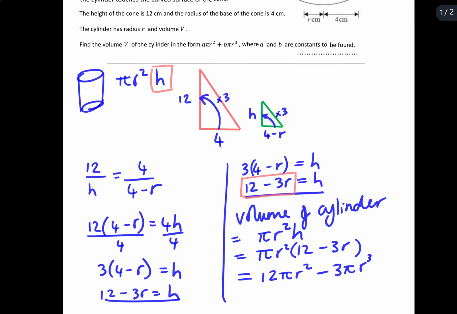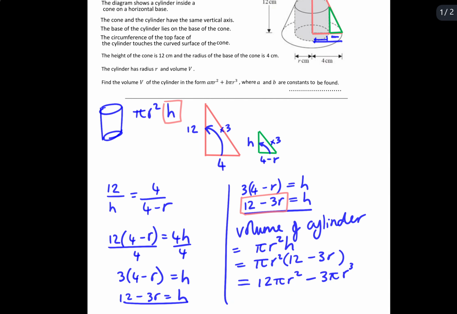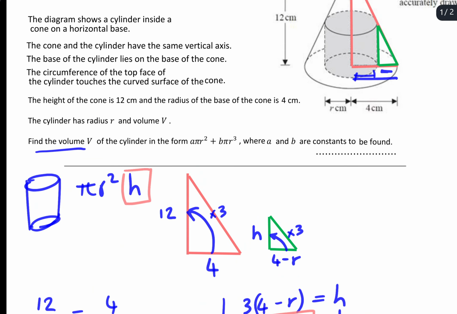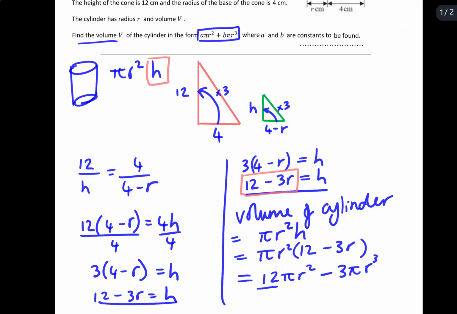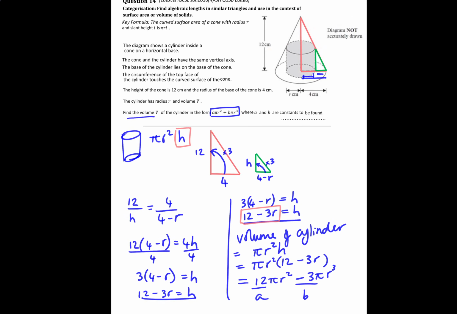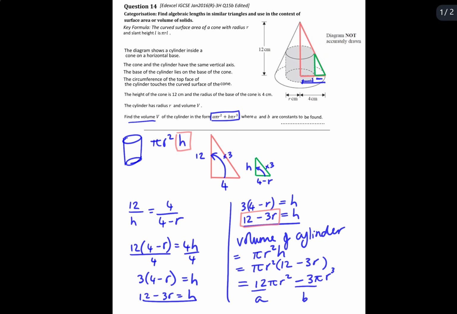Now if you look at the question here, it's saying find the volume of the cylinder in the form a pi r squared plus b pi r cubed. So we found the value of a and b. So a is 12 and b is negative 3. So I'll leave that on the screen. You can have a look at the working out for that.